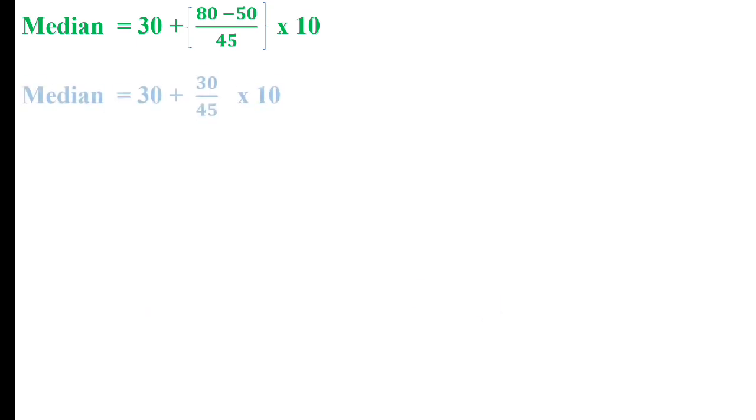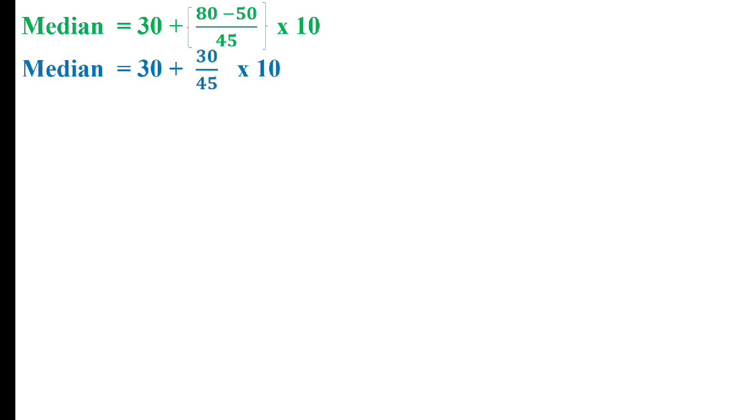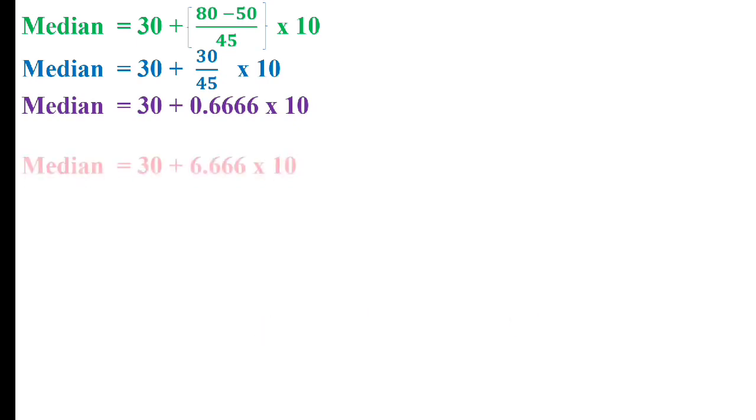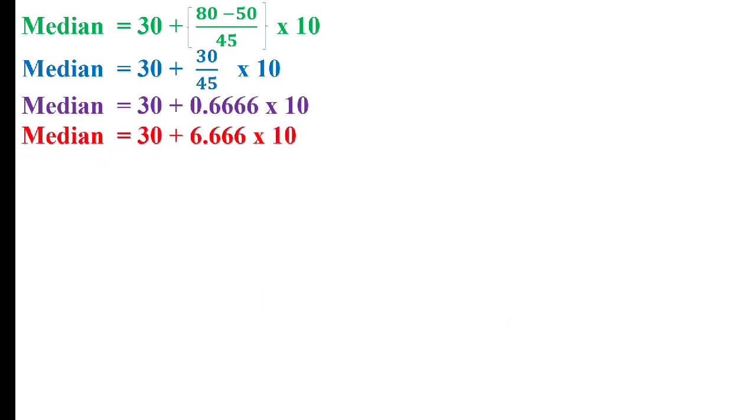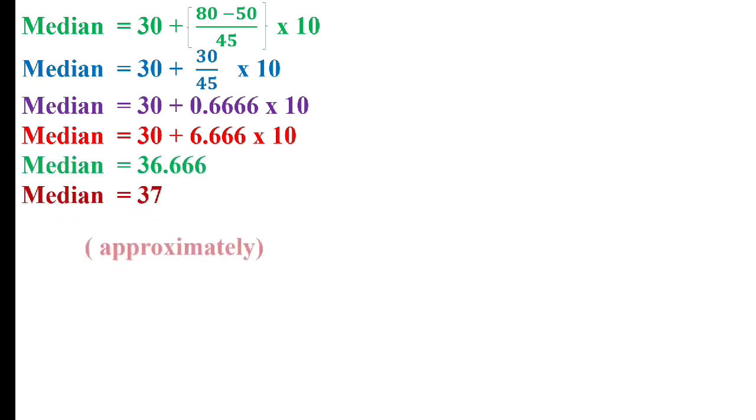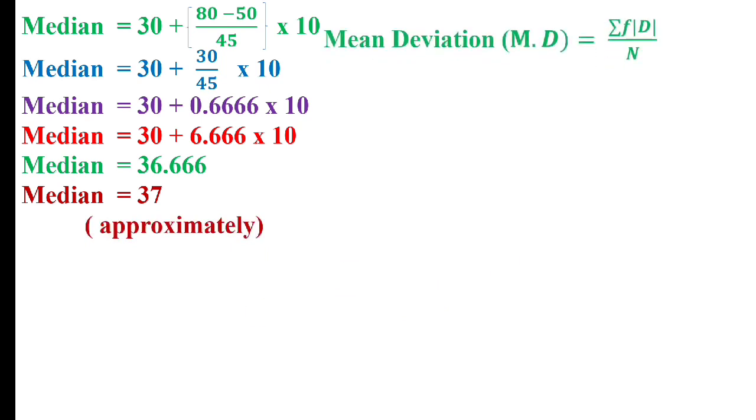So coefficient of mean deviation is mean deviation divided by median. Here, 11.6875 divided by 36.66. So we'll get the value of coefficient of mean deviation as 0.31875. This is the way we can find mean deviation from median for continuous class interval type problems.